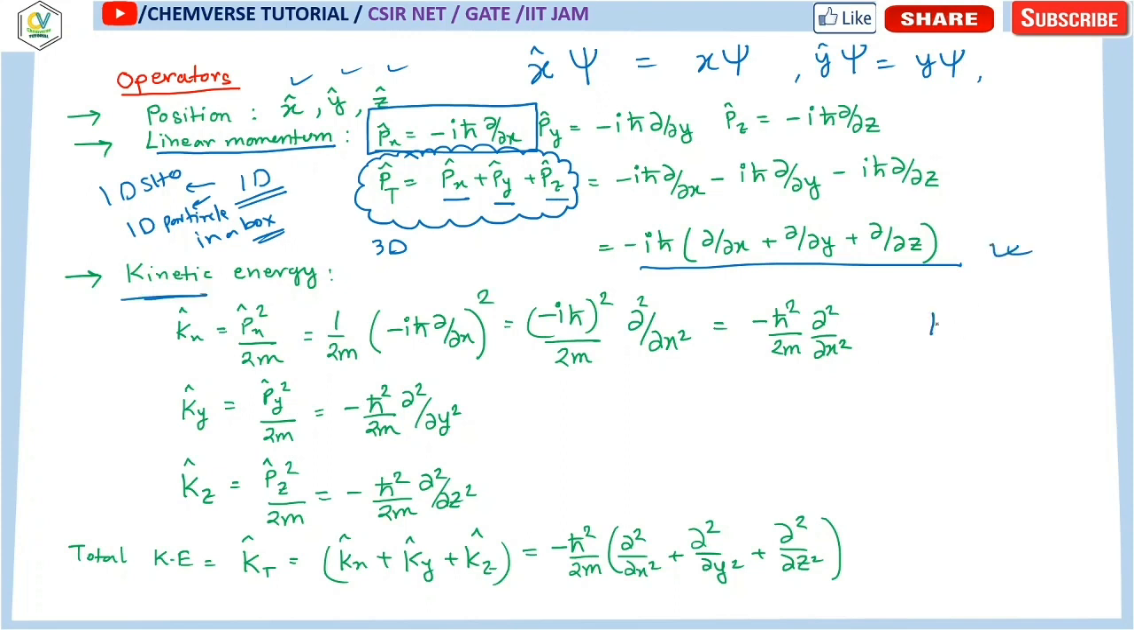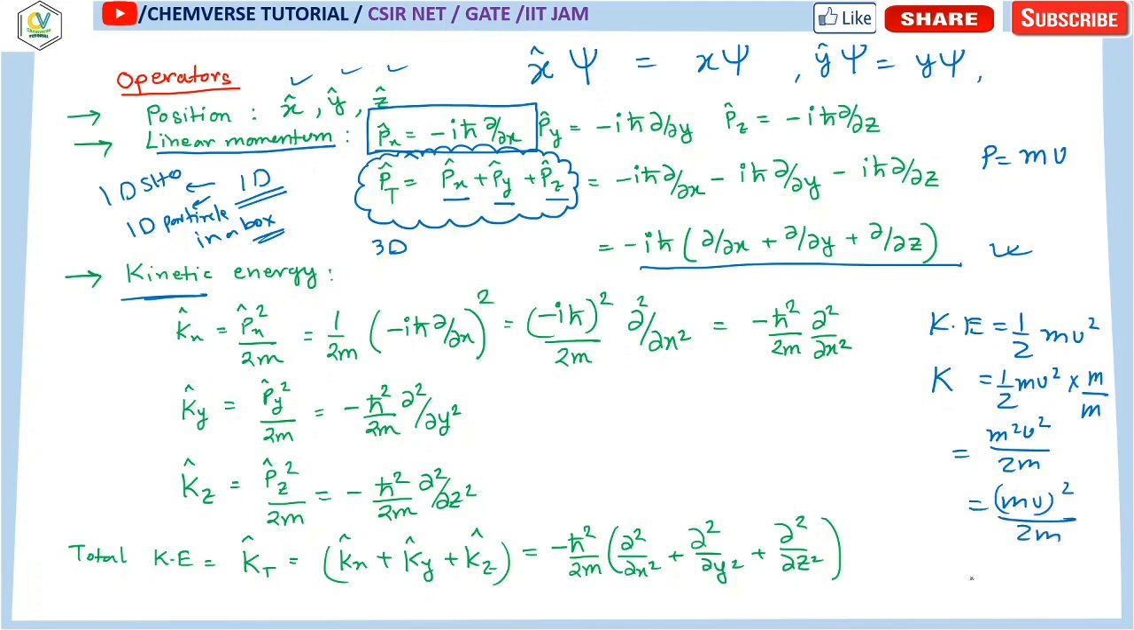Now kinetic energy, you know, is half mv square, and linear momentum has the expression mv. Suppose you denote the kinetic energy as k, so k equals half mv square. If you multiply m in both numerator and denominator, that yields m square v square by 2m, which is mv whole square by 2m. Since mv is nothing but p, it is p square by 2m. Clear? So kinetic energy can be written as p square by 2m.